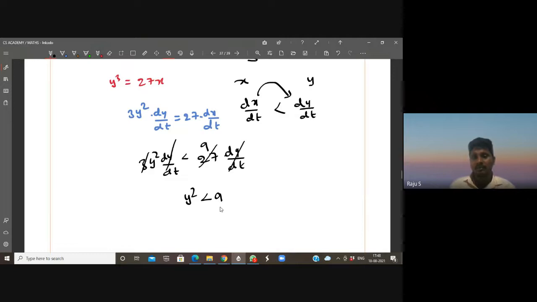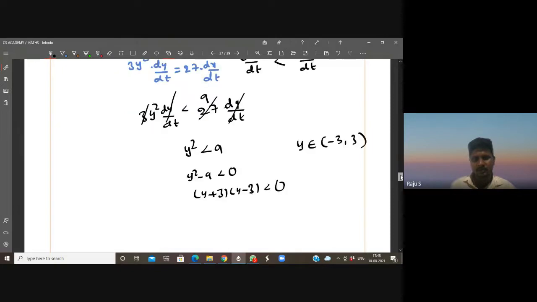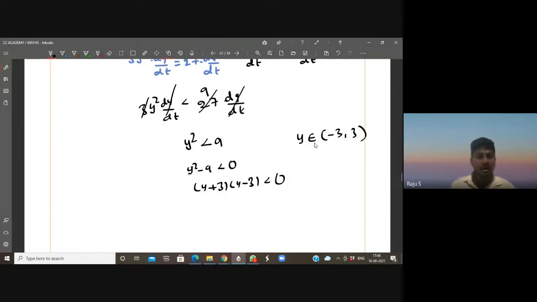So y square is lesser than 9. According to the inequalities, y belongs to the open interval minus 3 to 3. Am I right? Yes or no? y square minus 9 is lesser than 0. y plus 3 into y minus 3 is lesser than 0. From this, lesser than means open interval; lesser than or equal to means closed interval. If it is greater than, it means minus infinity to minus 3, union 3 to infinity. Like that you can take. Okay, fine, we got the y value.